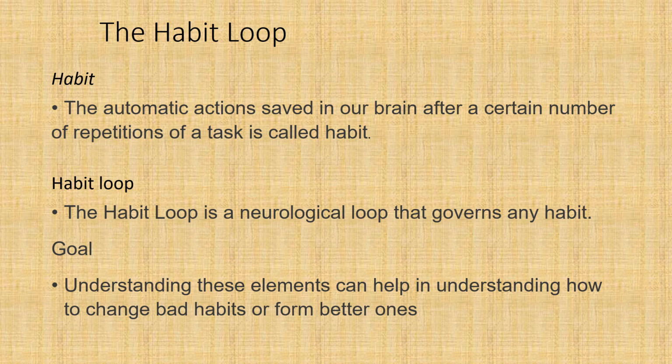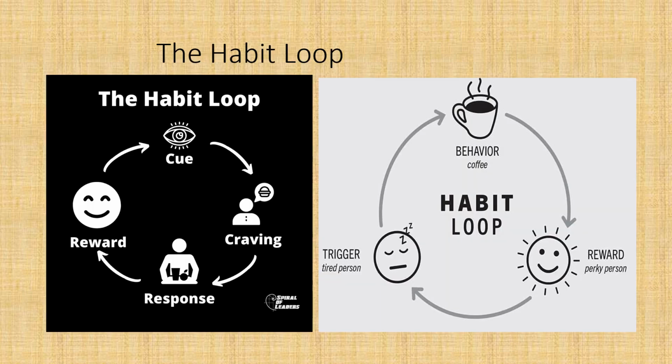So what's a habit loop? We will see that and understand with the help of an example in the next slide. Okay, so here are some examples of habit loops. So a habit loop is like a kind of having four elements. The habit loop mainly consists of four components: cue, craving, response, reward.